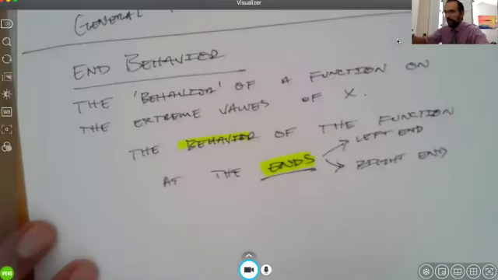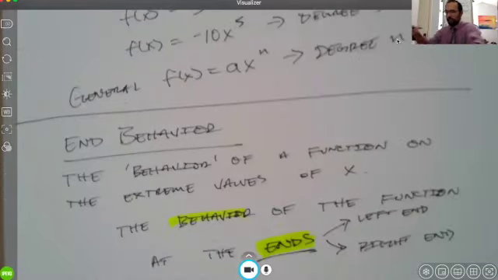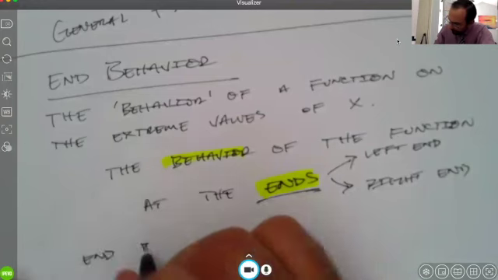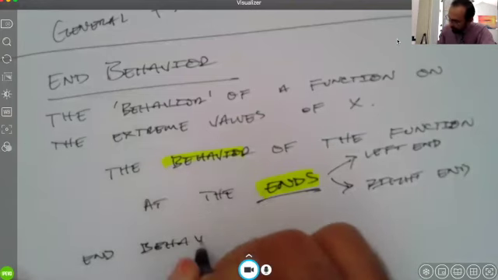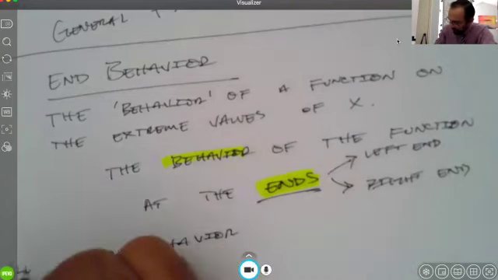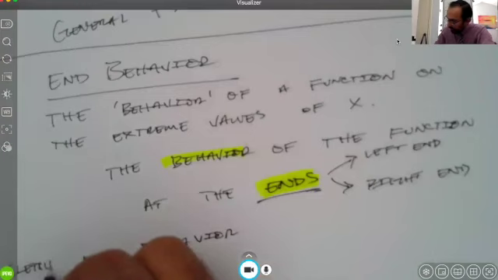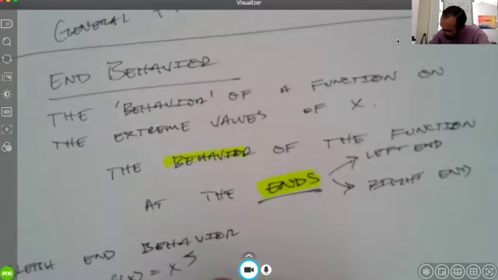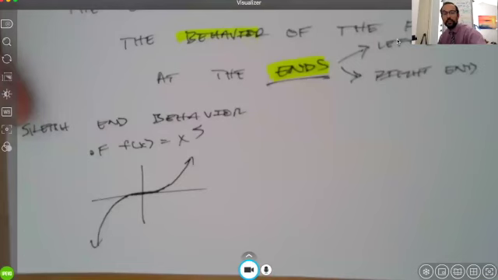If I wanted to find the end behavior, let's say, sketch the end behavior of this function, f of x equals x to the 5th. Well, x to the 5th is going to look something like this, where it has a super flat area right here, and then it goes back up. Oops, sorry guys, let me show you real quick. Okay, so this is x to the 5th.